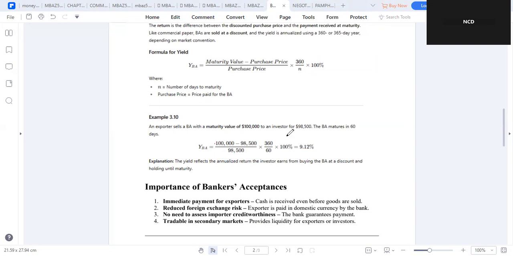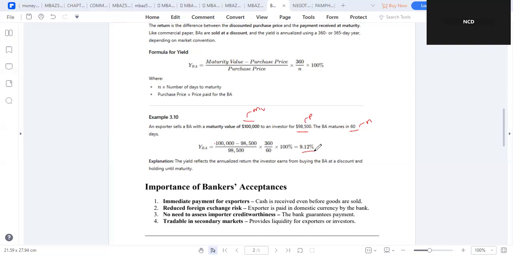purchase price. So this is the purchase price, and this is the maturity value. And that matures in a 60-day period, so this is our n. So 100,000 minus 98,500 over 98,500 times 360 over 60 times 100%. So this gives us 9.12%.